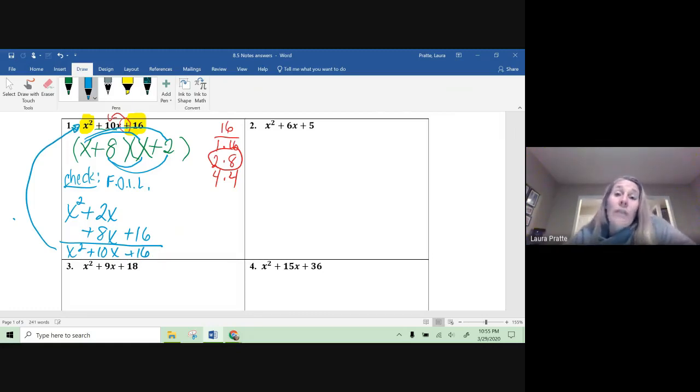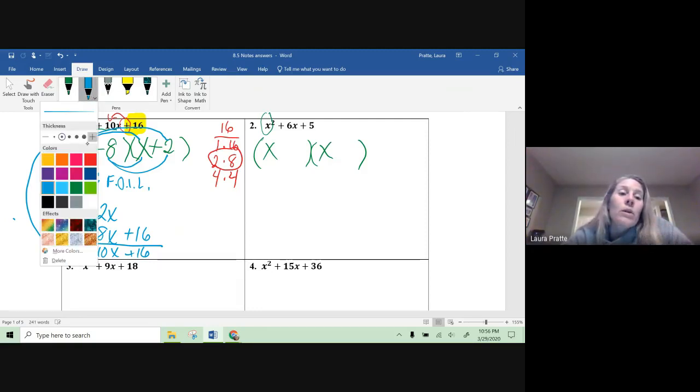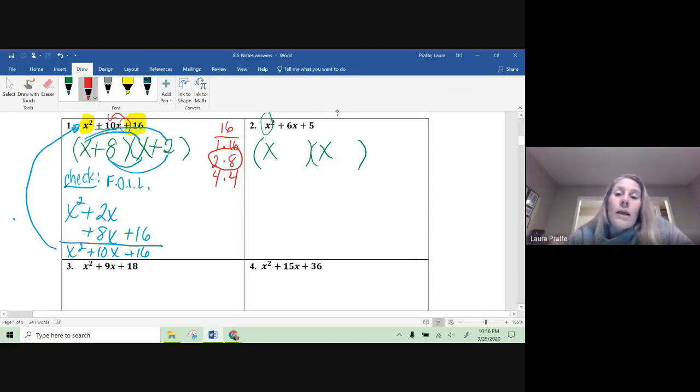So I'm not going to check it every single time, but just to show you how that foiling process works. So let's take a look at number 2. Again, first thing I would do for any of these basic trinomials where they're starting with just that x squared, right away set up your two parentheses with the x in the beginning of each one. Then the next thing you want to do is look at this last number here, figure out what the factors are. Well, 5 is nice and easy.